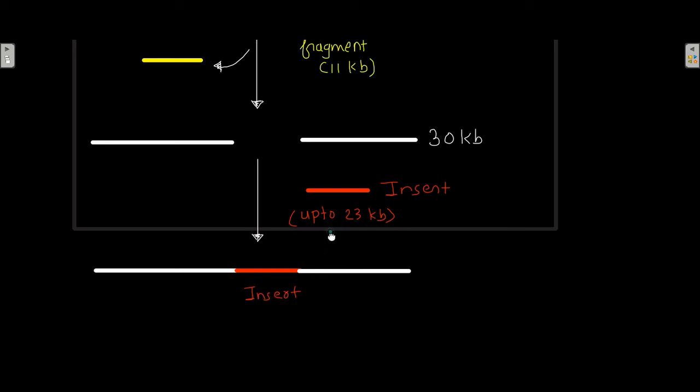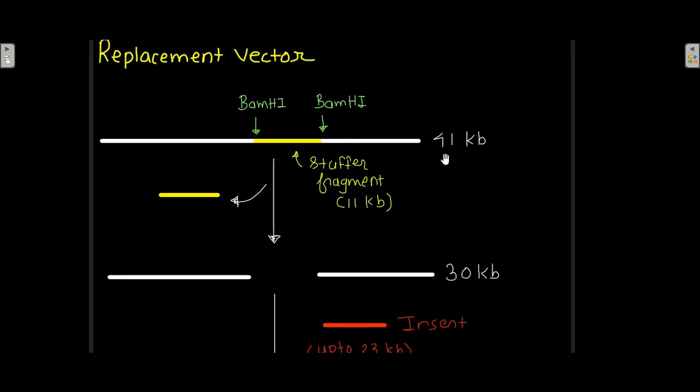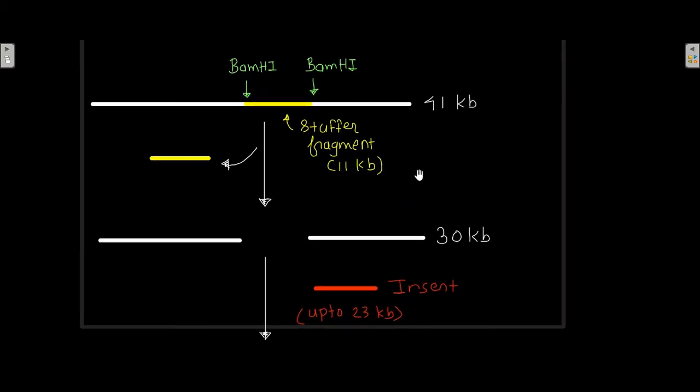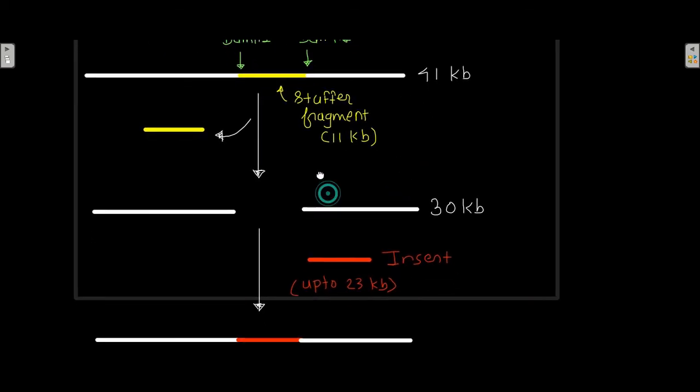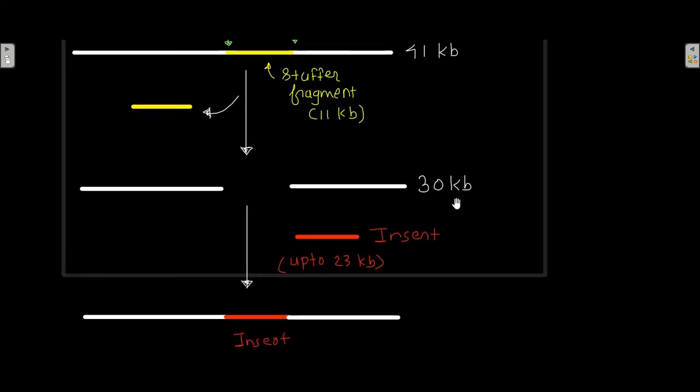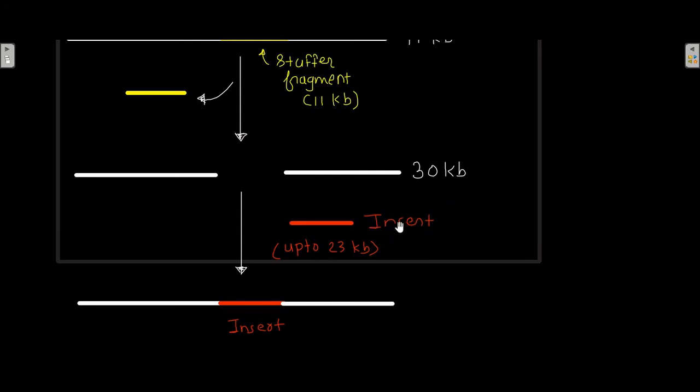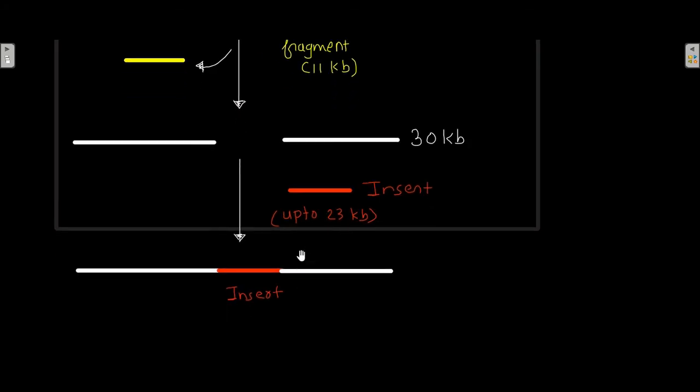Originally it had a size of about 41 kb, then you removed the stuffer fragment, then it got to about 30 kb, and then you can insert up to 23 kb now. So this final vector molecule may have a size of about 53 kb.